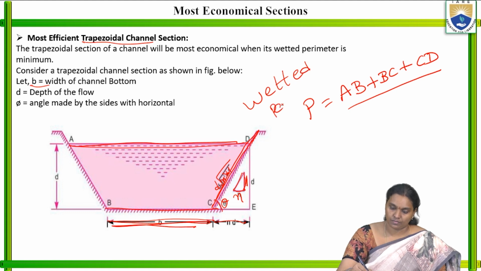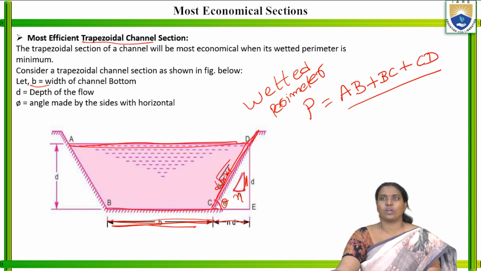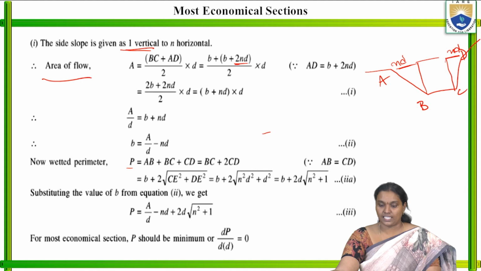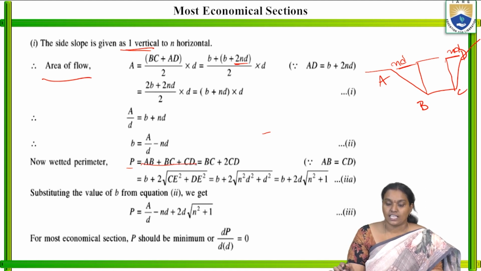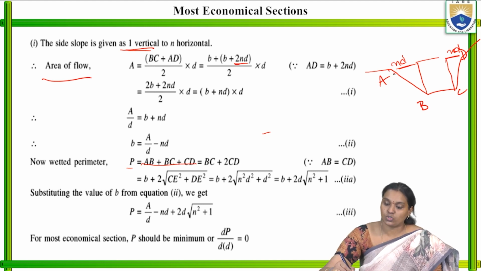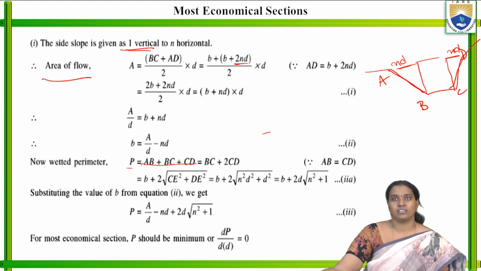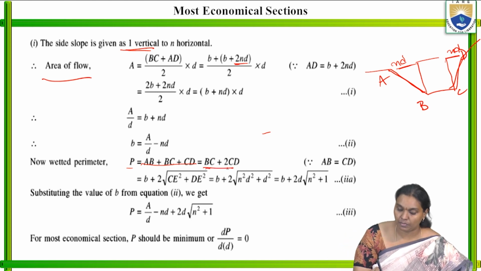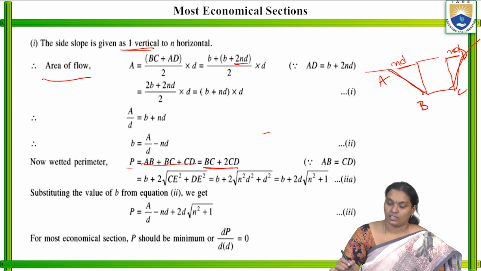Wetted perimeter. This is the wetted perimeter. P is equal to AB plus BC plus CD. In this, AB plus BC plus CD, and one more important thing, AB and CD both are the same. So it means BC plus 2 into CD.